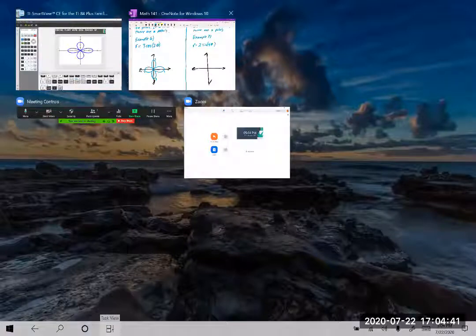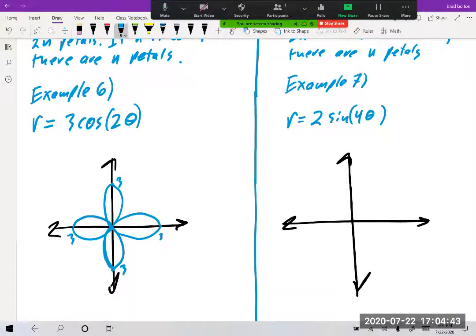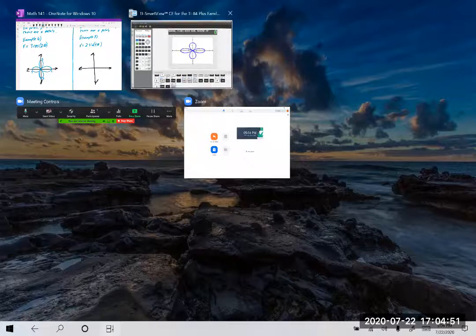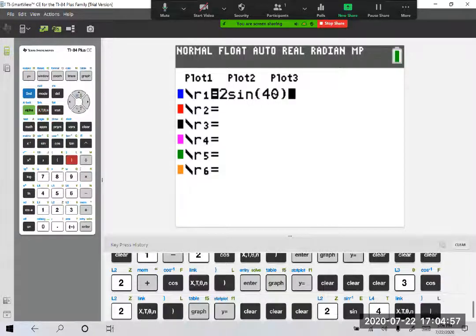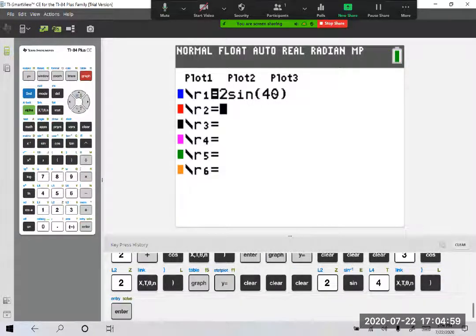Okay, now let's look at this other one. This says 2 sine 4 theta. So this means that it's going to have 8 petals. So 2 sine 4 theta. And let's take a look at this one.